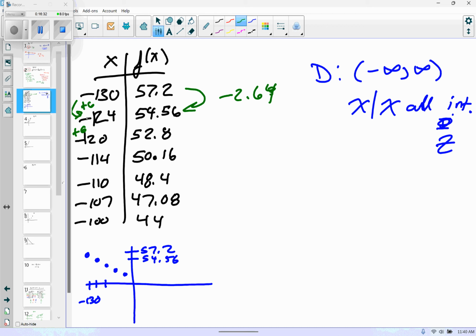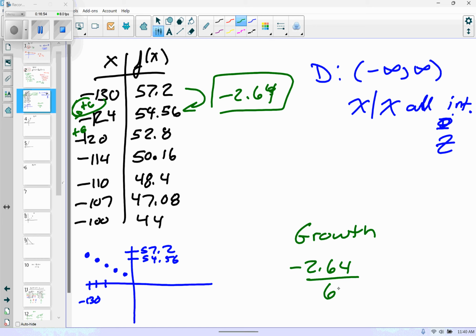All right, so we start at the negative 130th term, which is crazy. So any other representation of this function, well, there we go. And what is our growth factor here? Because we plus 6, I'm going to go negative 2.64 over 6. So that's our slope. We can divide that out: negative 2.64 divided by 6. So we have a negative 0.44 growth factor. That would be our common difference on that particular one.